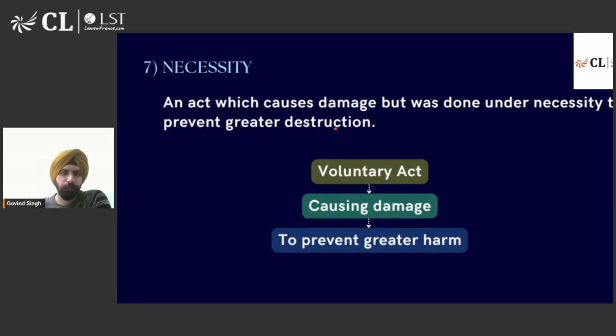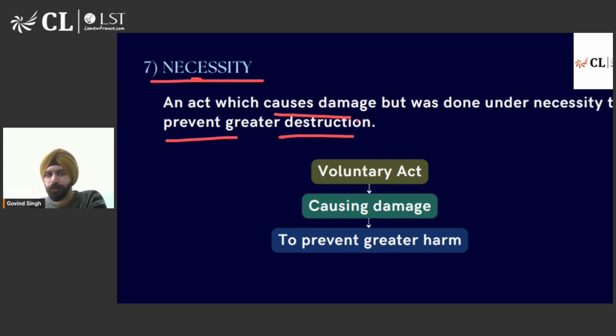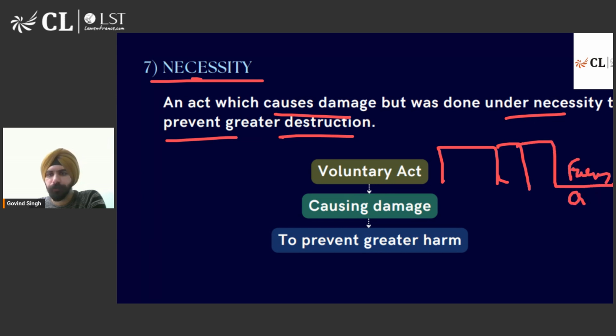Moving ahead to the next and final defense, which is the defense of necessity. When an action is done to prevent greater destruction, the damage caused by that action would not be liable under law of torts. Very simple example. Let's say that there was a series of buildings which were catching fire, and then in the middle there was a farm with fertile crops. And there were more buildings ahead of the farm.